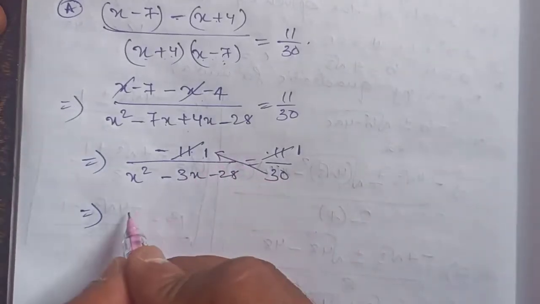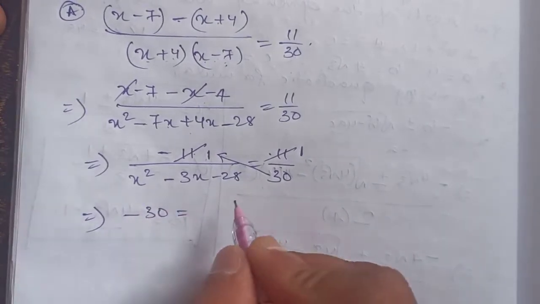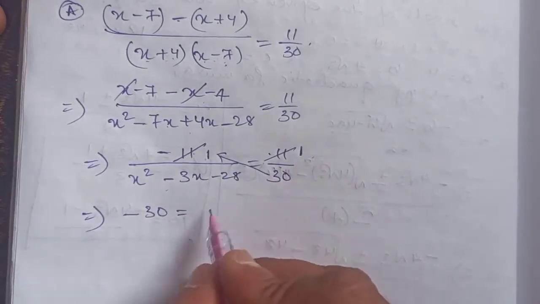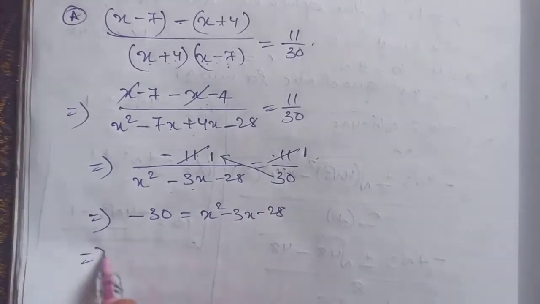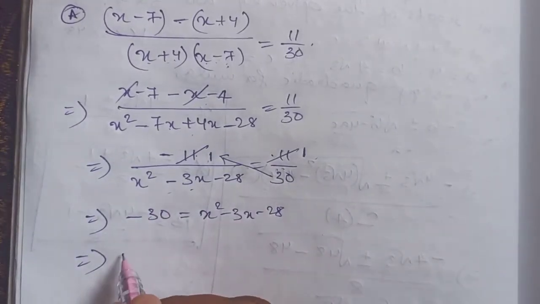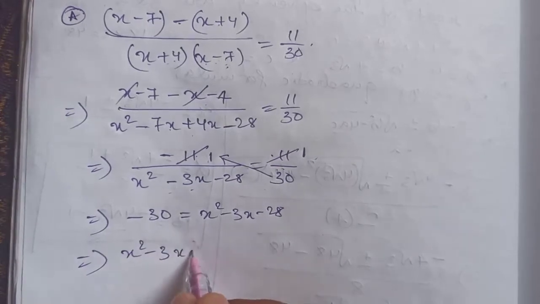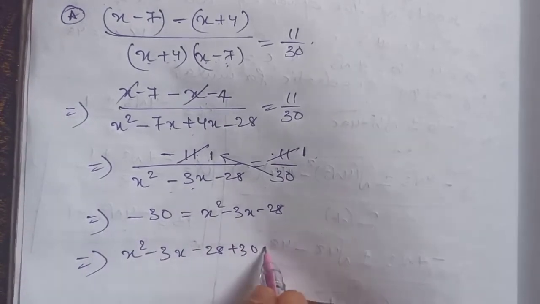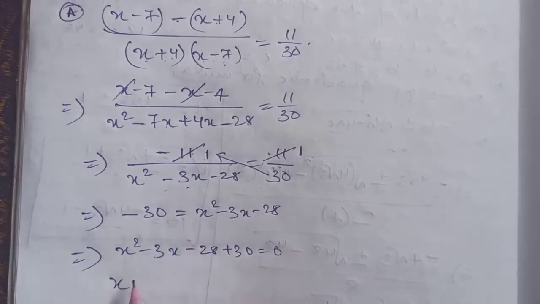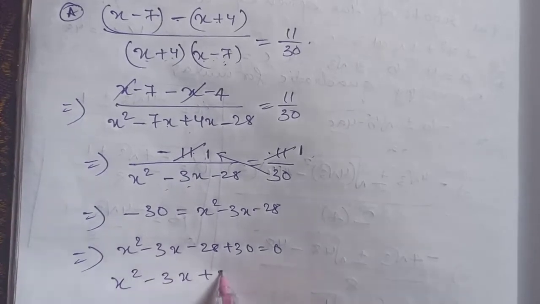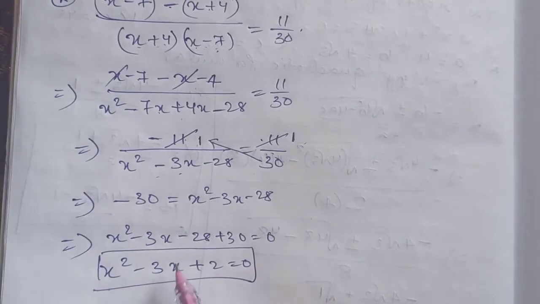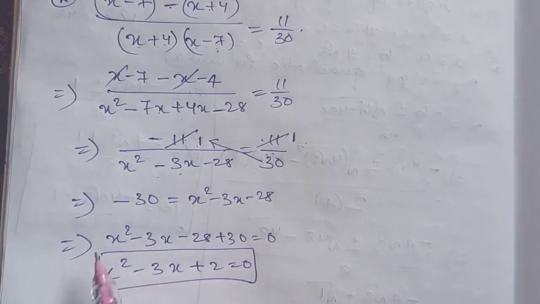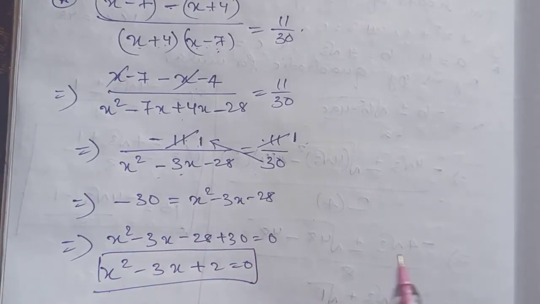Multiply 30 here, you will get minus 30 equals to, multiply this here, x square minus 3x minus 28. Okay, now bring minus 30 this side. x square minus 3x minus 28 plus 30 equals to 0. So we will get x square minus 3x plus 2 equals to 0. Now this is the required equation which we have to factorize. Okay, this equation can be factorized by splitting the middle term.